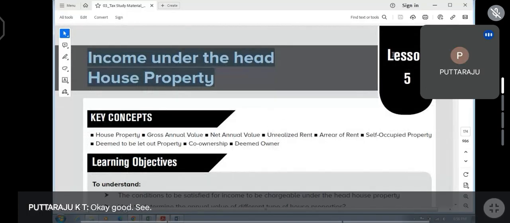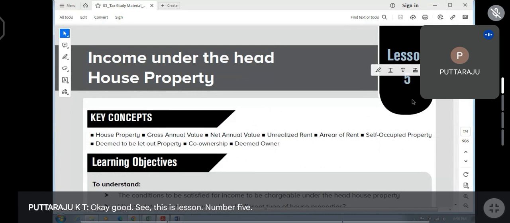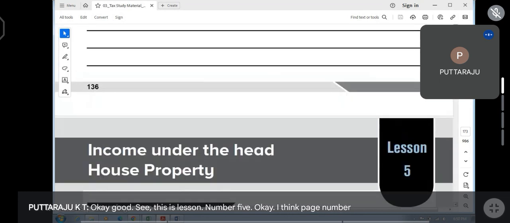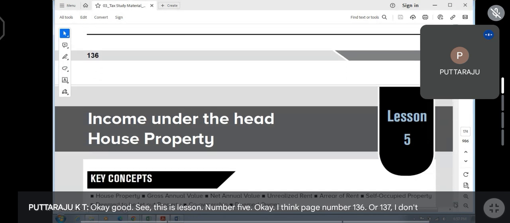See, this is lesson number 5. Okay, I think page number 136 or 137, I don't know. 137.